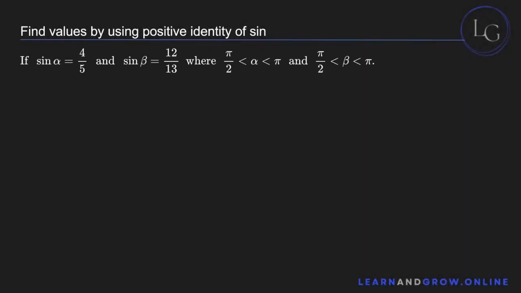Okay, so this is an interesting question. It says that we have to find sine alpha plus beta, and the information given to us is this: sine alpha is equal to 4 by 5, sine beta is equal to 12 by 13, and alpha lies between pi by 2 and pi, and beta also lies between pi by 2 and pi.